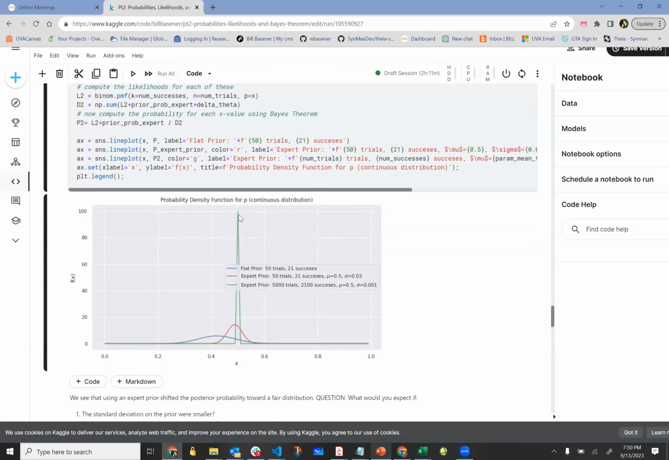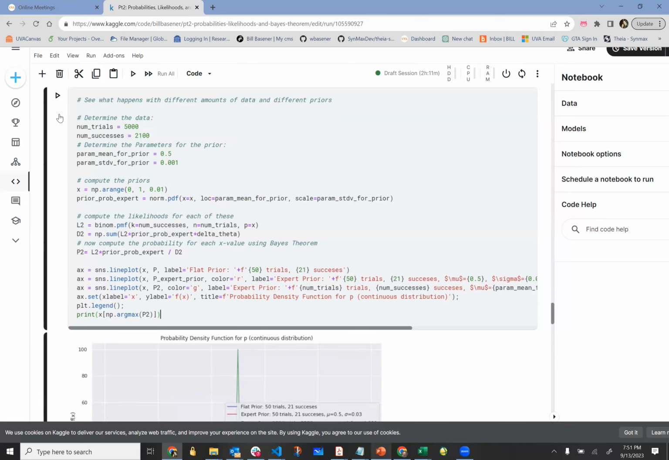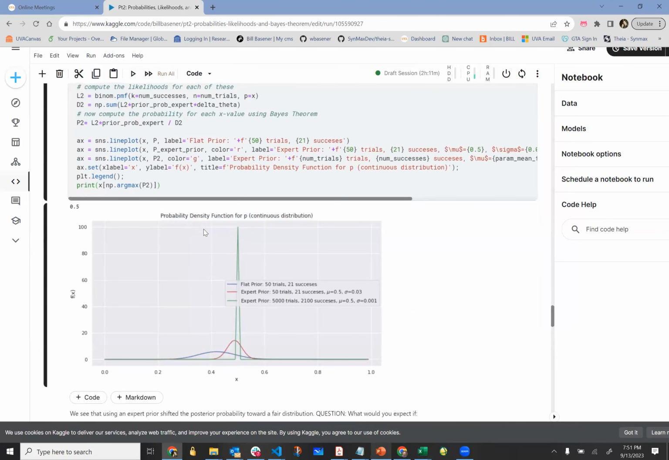Well, I can't quite see where the print x at np.argmax p2. I think that's going to print us where it is. 0.5. That prints where the value is occurring. Right. That's what this statement is going to do.